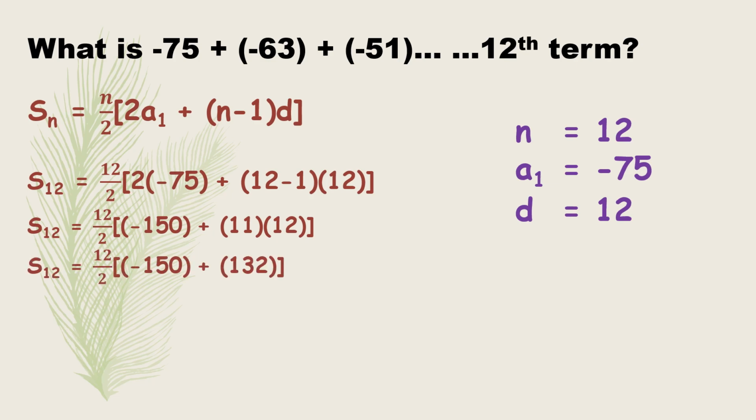Then we will have 12 over 2 times negative 150 plus 11 times 12, 132. Then we will now have s sub 12 is equal to 12 over 2 times negative 150 plus 132 is negative 18. Simplifying it further, we will have s sub 12 equals 6 times negative 18. So multiplying the numbers, we will have s sub 12 is equal to negative 108. So therefore, the sum of negative 75 plus negative 63 plus negative 51 up to 12th term is negative 108.